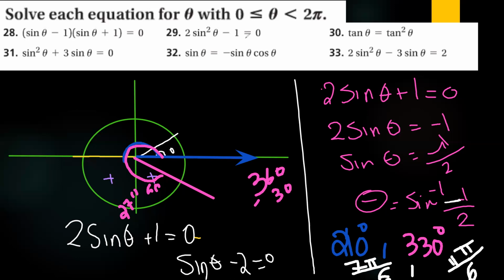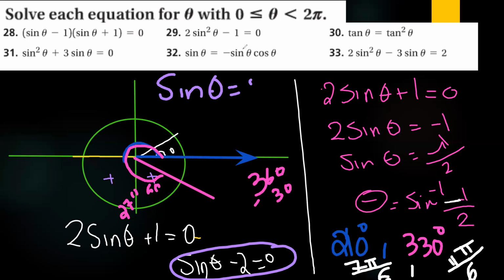Now the second part here, we have sine of theta equals 2. Which angle has a sine of 2? There is no solution, because the range of sine is from -1 to 1. So the only two angles that are the solution of this equation are 7 pi over 6 and 11 pi over 6.